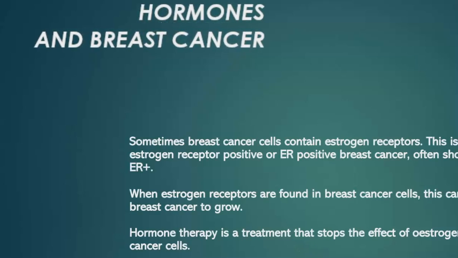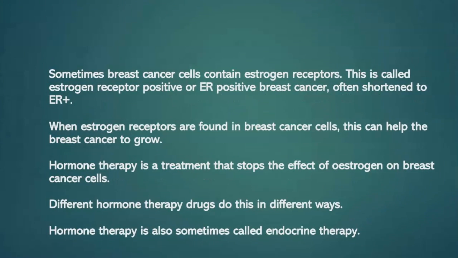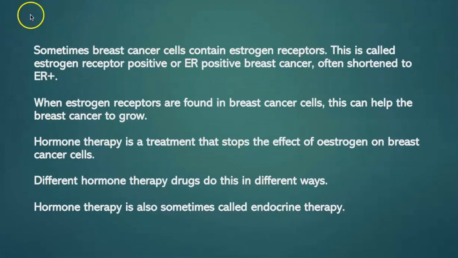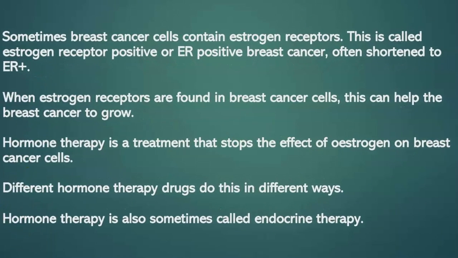Now, it's going to be very important to look at hormones and the breast cancer. So as we talked about in video number 1, sometimes breast cancer cells contain estrogen receptors. These are called estrogen receptor positive or ER positive breast cancer, often called ER+. And these estrogen receptors bind to the hormone estrogen, and that helps to feed the cancer. It helps the cancer to grow. Hormone therapy, as we talked about in the previous part, is a treatment that stops the effect of estrogen. And there are many types of hormone therapy that are in use. So if you want to learn a little bit more about that, you should go back to part 1.